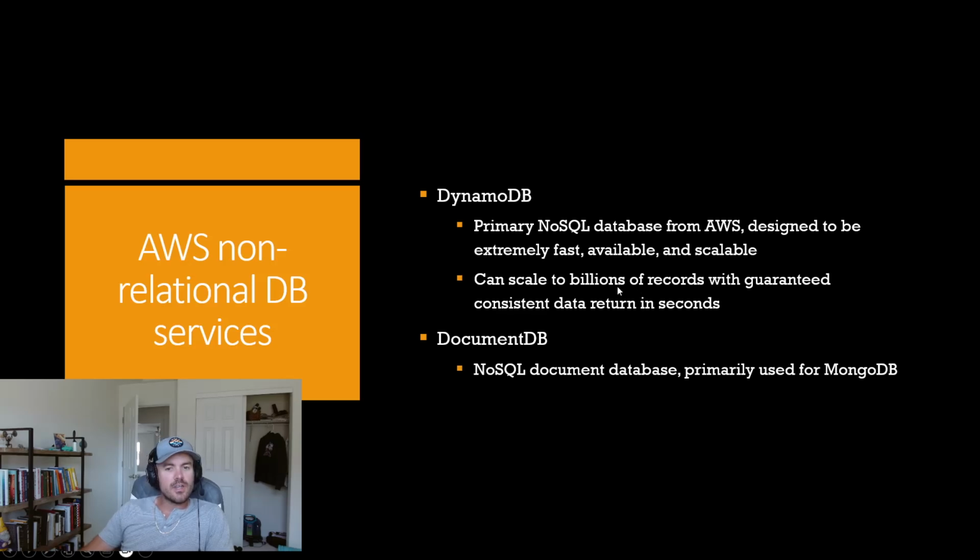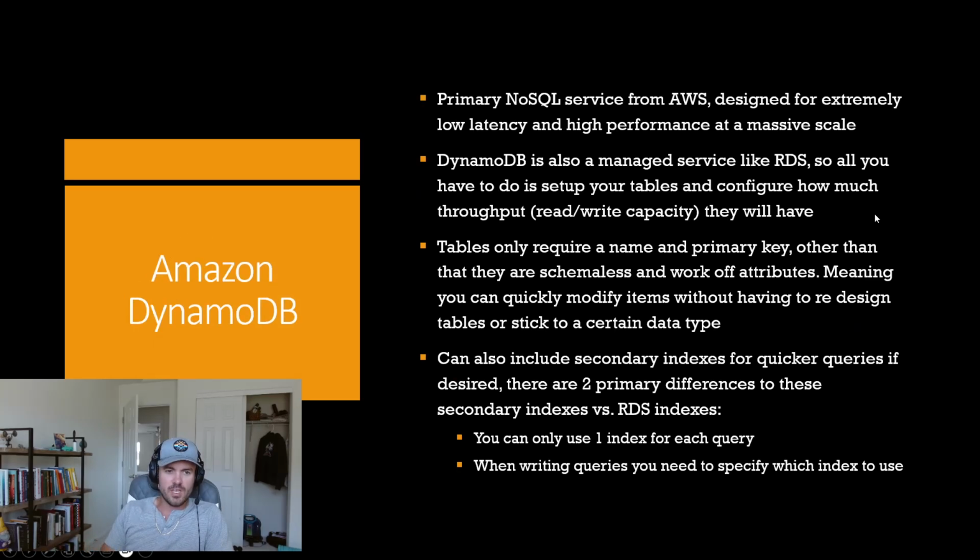Okay? DocumentDB is a NoSQL document database that's really just primarily used for MongoDB. Okay? So DynamoDB is that primary NoSQL service that's designed for low latency and high performance at a massive scale. Okay? It's also a managed service like RDS. All you have to do is set up your tables and configure how much throughput, measured in read and write capacity units, that your tables have.